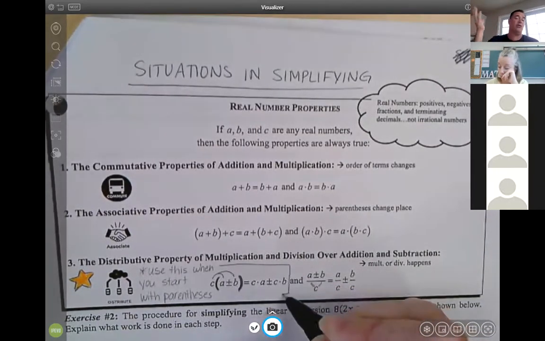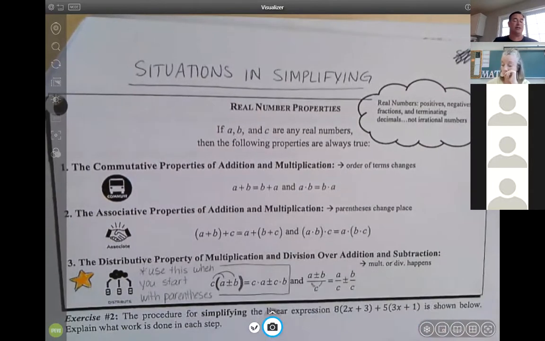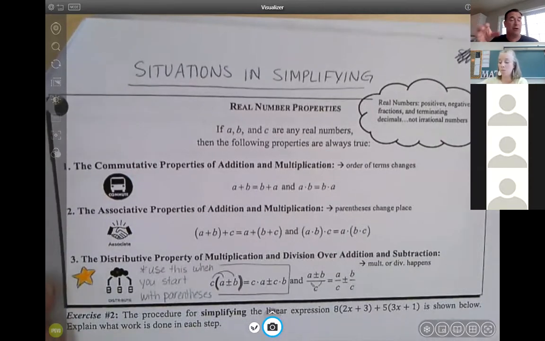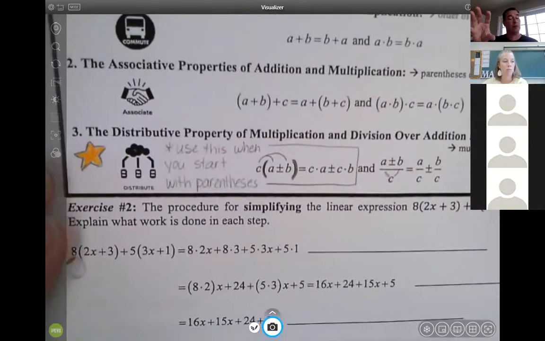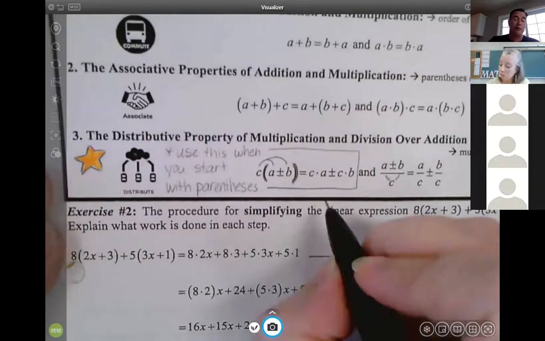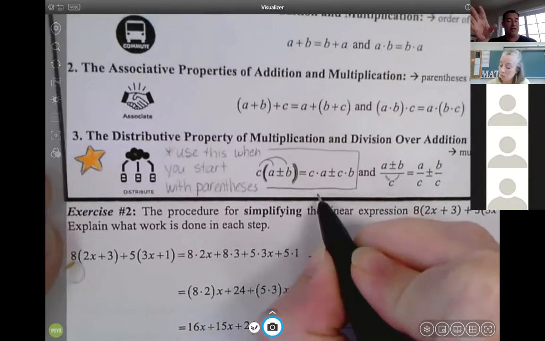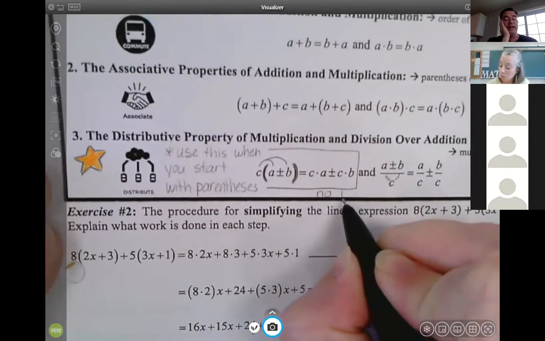Multiply, bring them in. The way I tend to think about it is you have parentheses at the beginning, and when you're done, you generally get rid of those parentheses by multiplying. So it helps us to think about what we're looking for if we want to identify the property. What did we start with? What did we end with? That's what we're looking at here.